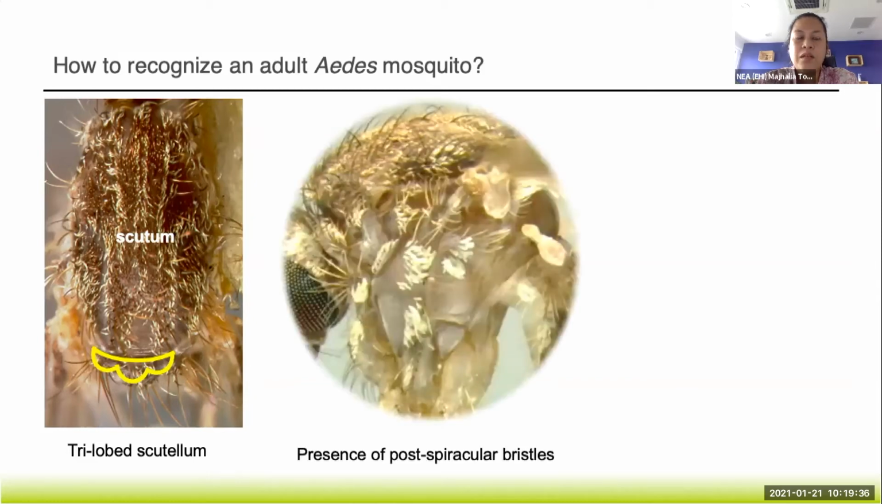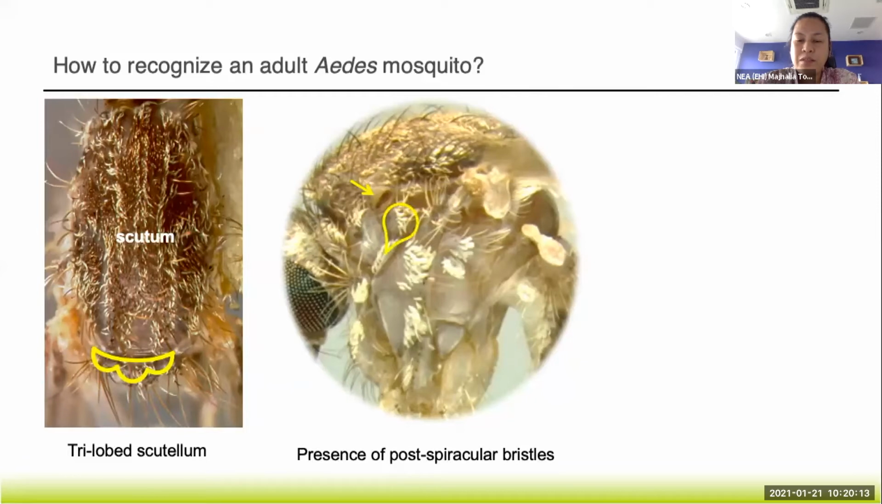So now, in addition to the trilobe scutellum, you also have to check for the presence of postspiracular bristles. When you look at the side of the thorax, it's hard to remember where the postspiracular bristles are. So the first thing you look out for is the spiracle. This spiracle is actually a hole on the side of the mosquito. This is how they respire or breathe in air. And then behind it is a teardrop shaped structure.